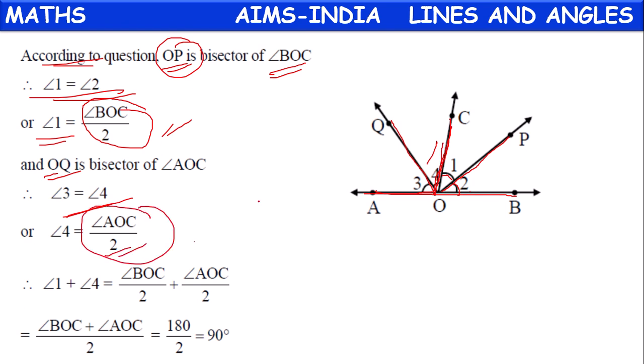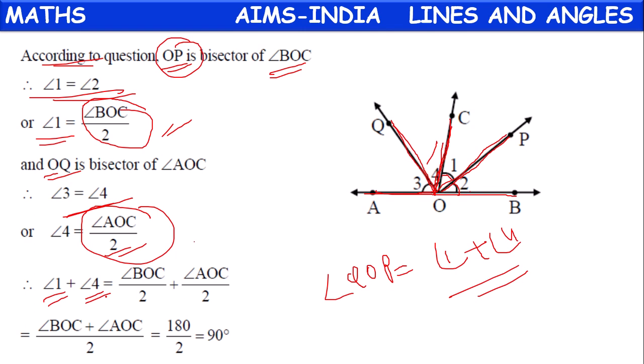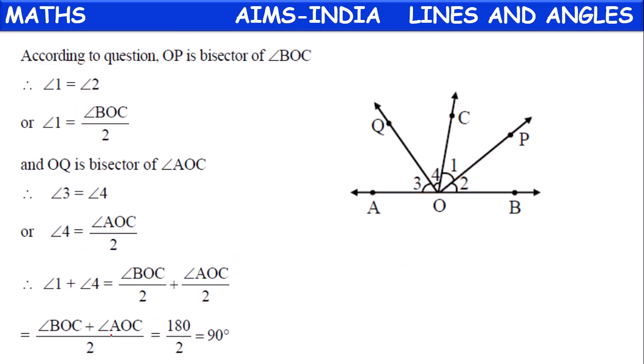Then angle 4 equal to, in AOC it is half part, AOC by 2. But they are asking angle QOP, which is equal to angle 1 plus angle 4. So if we do angle 1 plus angle 4, angle 1 means BOC by 2, angle 4 means AOC by 2. LCM is 2. We can write BOC plus AOC.